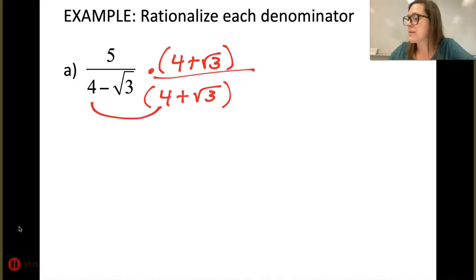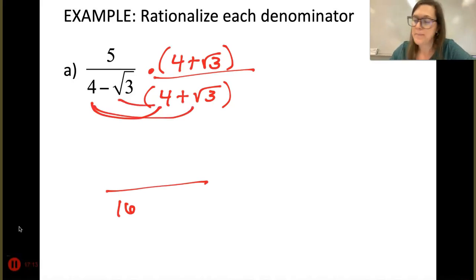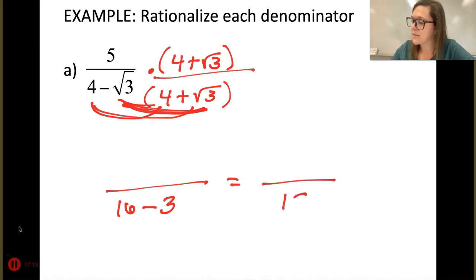So when I multiply this out, I get 4 times 4, which is 16. My middle terms are going to cancel out, so I'm not even going to go there. And then my last is the square root of 9, which is 3. So 16 minus 3 is 13. So my denominator now turns into a 13 when I multiply by the conjugate.